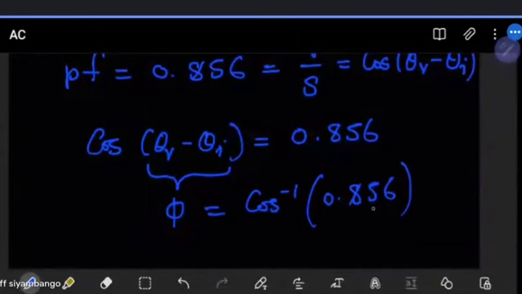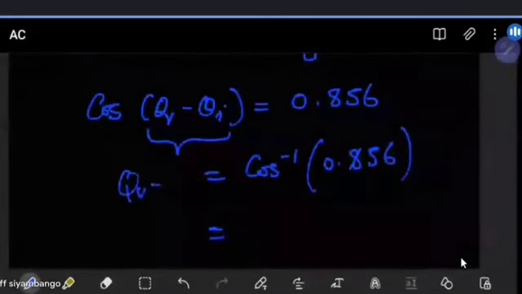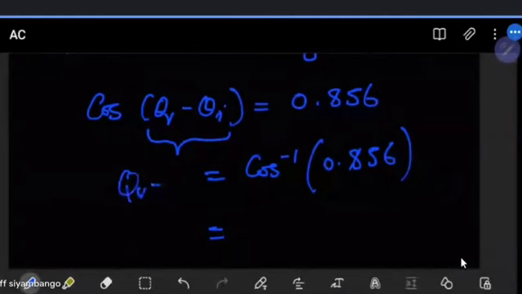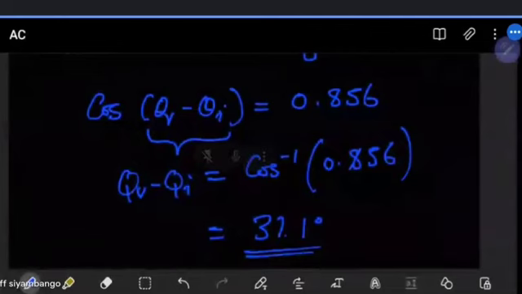Do you have a question? So it comes out as cos inverse of 0.856. What will be the answer there? I think for simplicity, let me just keep it as theta V minus theta I, but of course, redefining it to a new angle is fine. Okay, Kangwa, you have a question? It's going to be 31.1 degrees. Oh, okay, thank you. So that becomes the angle there.